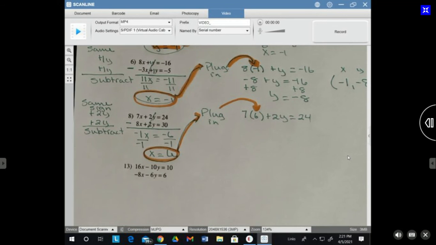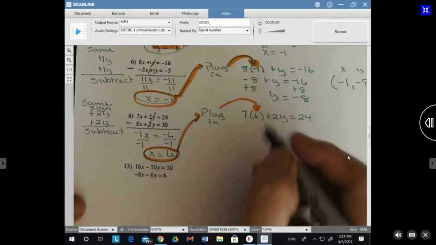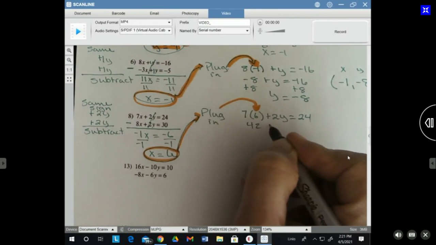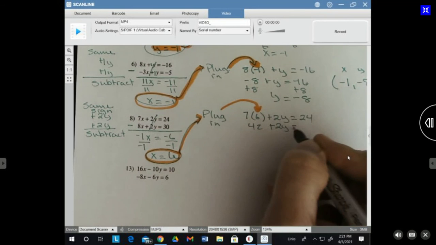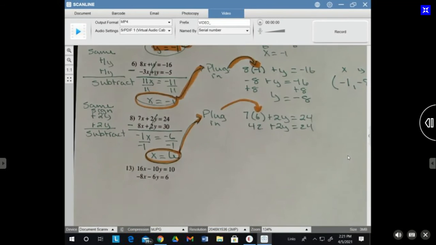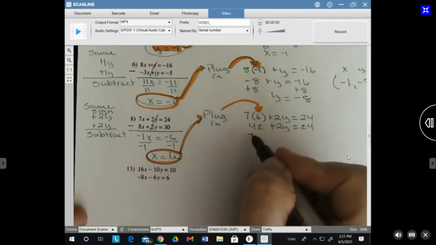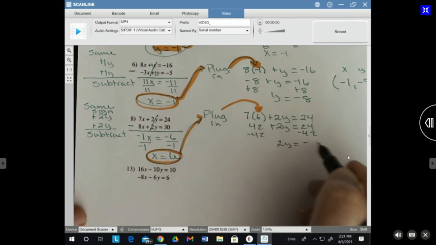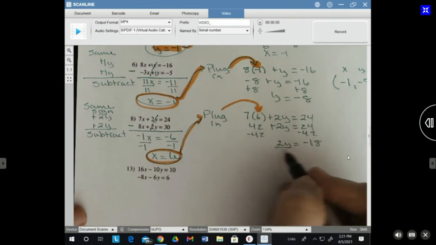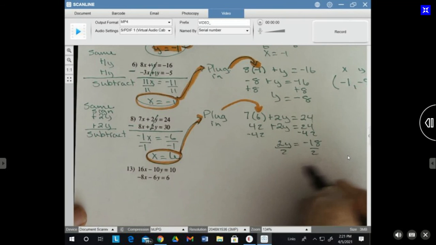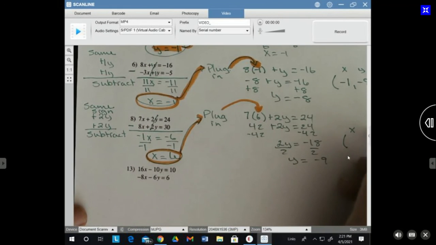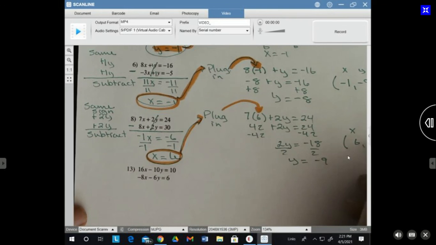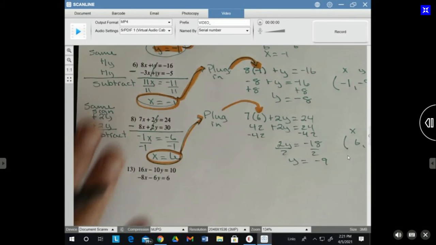So what's 7 times 6? Oh, come on. So 42 plus 2y equals 24 minus that 42. And 2y equals a negative. Divide by that 2. And y is equal to negative 9. 6 and negative 9.